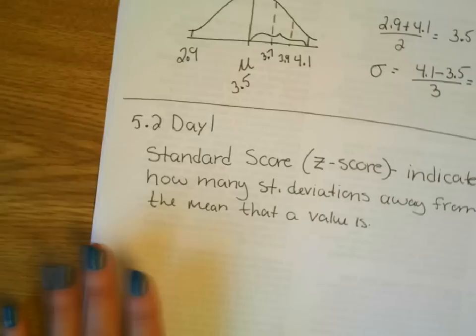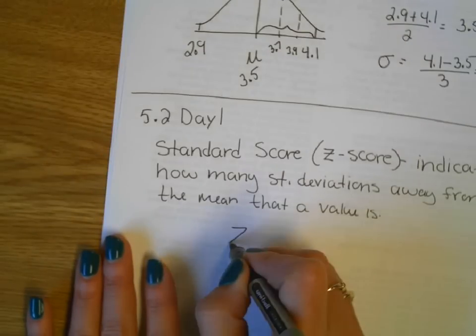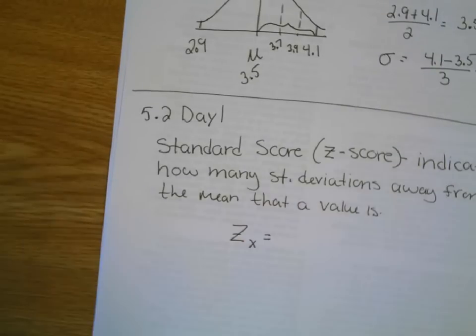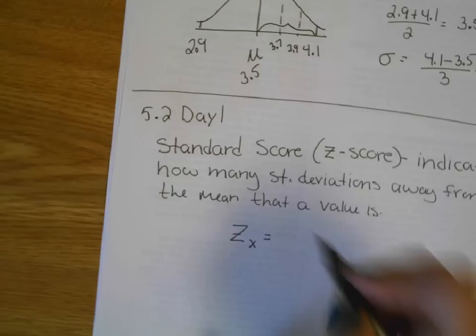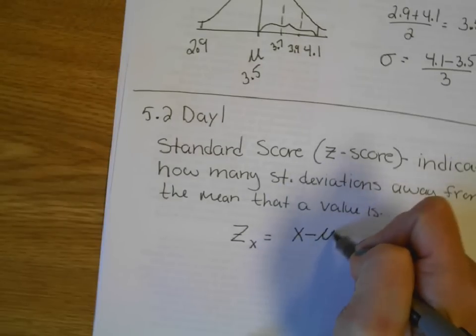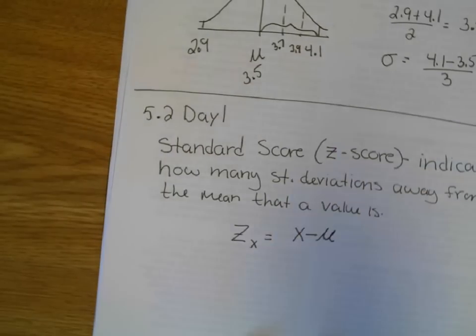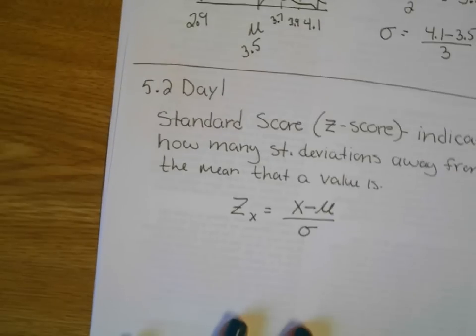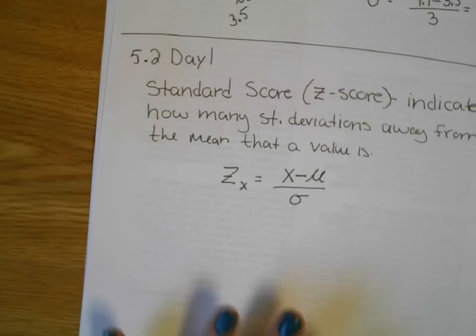So, we got a little formula. The z-score for an x value. So you first want to find how far away from the mean it is by taking the x value and subtracting the mean. You take that distance, and then you see how many standard deviations fit into it. So you divide by the standard deviation. Simple formula.